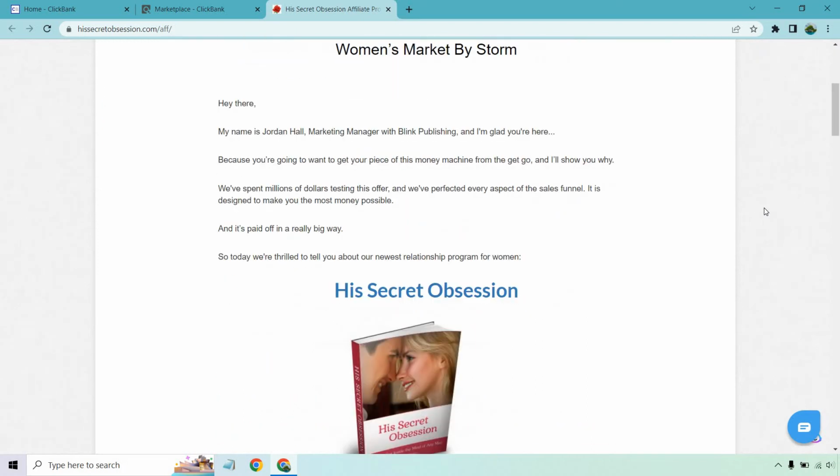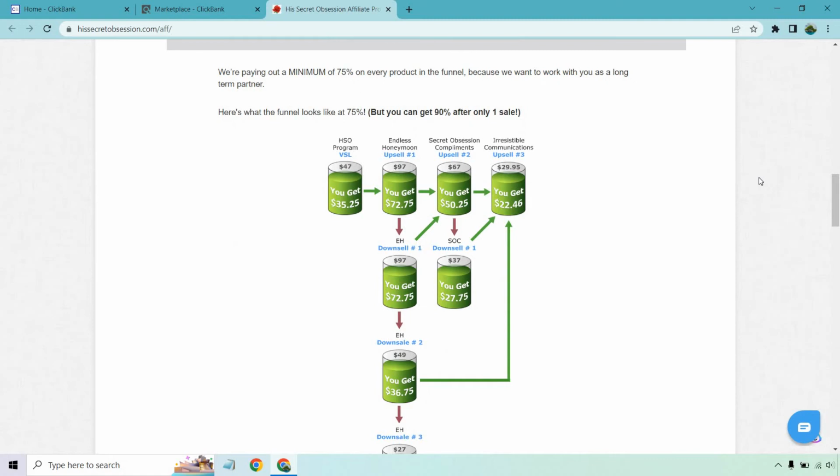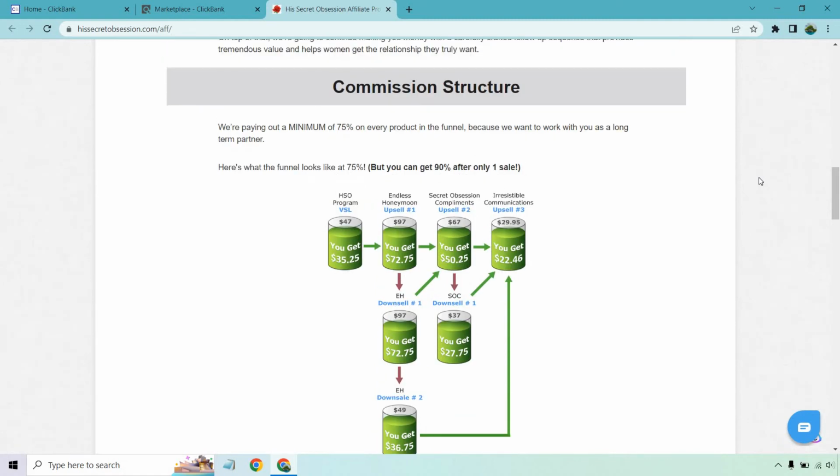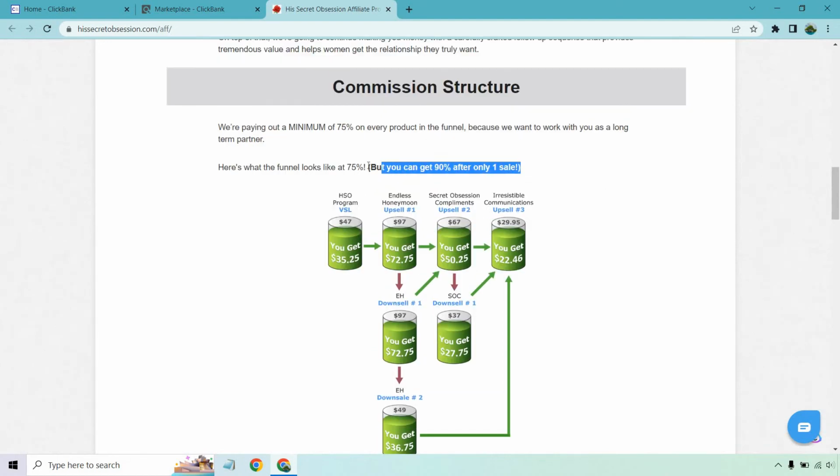But getting that extra bump can really help, especially if you're doing paid advertising. As this gets going, every single funnel is going to be different. And in terms of a sales funnel, you can get an idea: this is going to be the VSL, the upfront aspect. And then they go to the upsell, they have a few downsells, and then they have more upsells. So that's where you can get, but you can get 90% after only one sell.